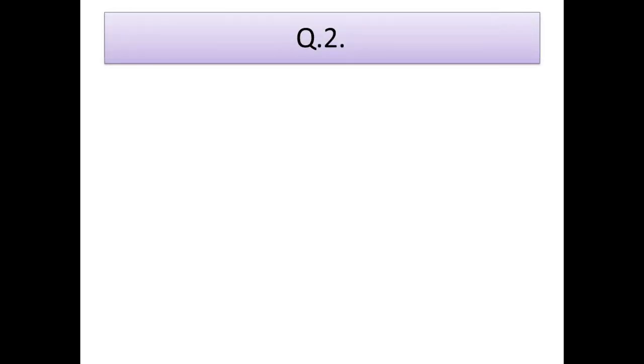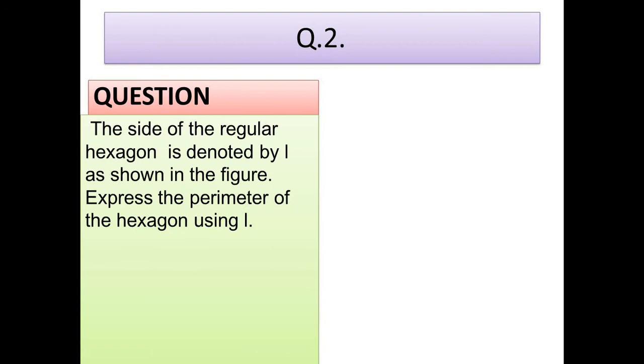The next one, question number 2. The question is, the sides of a regular hexagon is denoted by the letter L as shown in the figure. You will soon be seeing the figure on your screen. Express the perimeter of the hexagon using L. What is a hexagon, children? A hexagon is a figure with hexa means 6. So hexagon is a figure or a polygon with 6 sides.